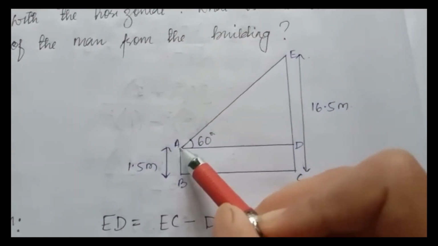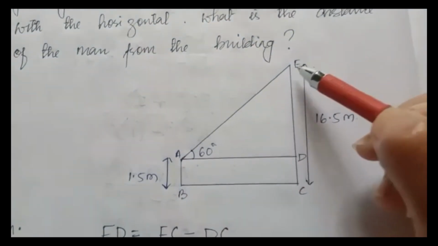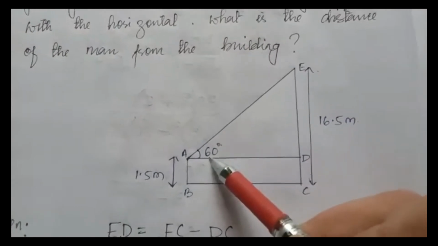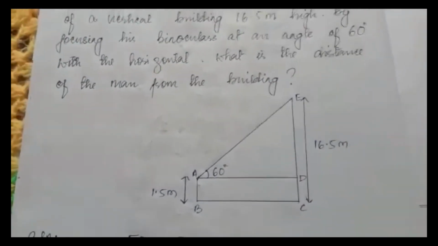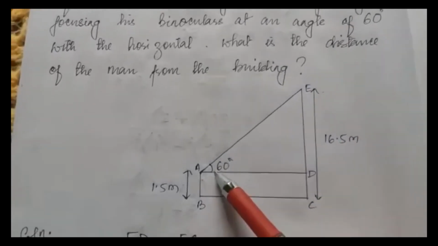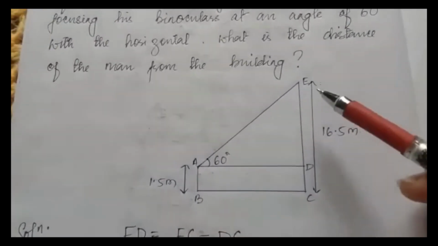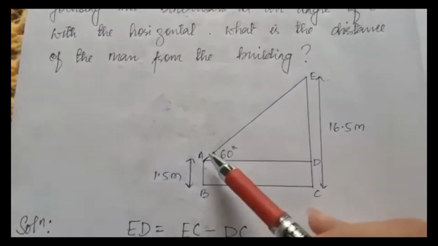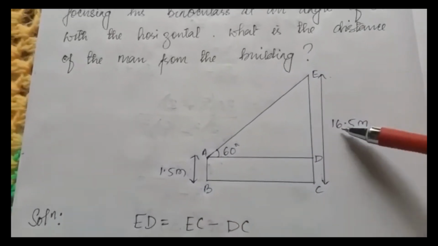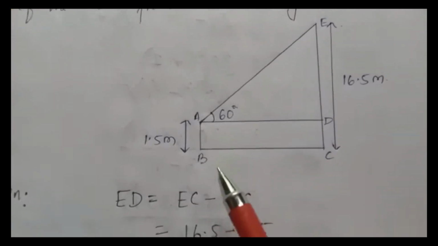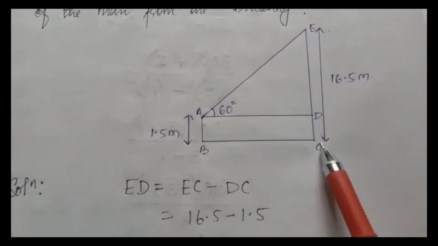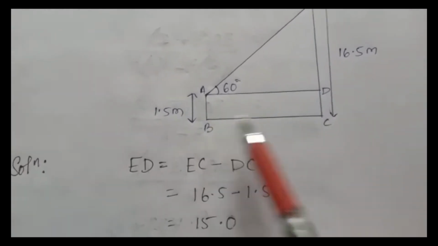His eye will be here, no? So he is observing the top of the building from here at an angle of 60 degree. So he focuses on the top of the building at an angle of 60 degree. The height of the building is 16.5 meter. Now you have to find the distance BC. You have to find the distance of this man from the foot of that building. So you have to find BC.